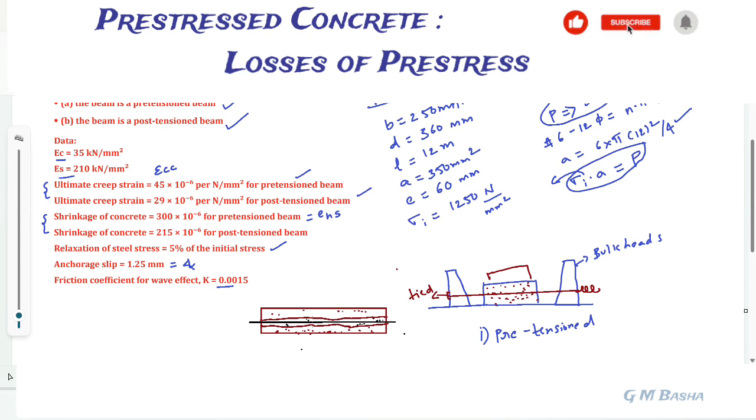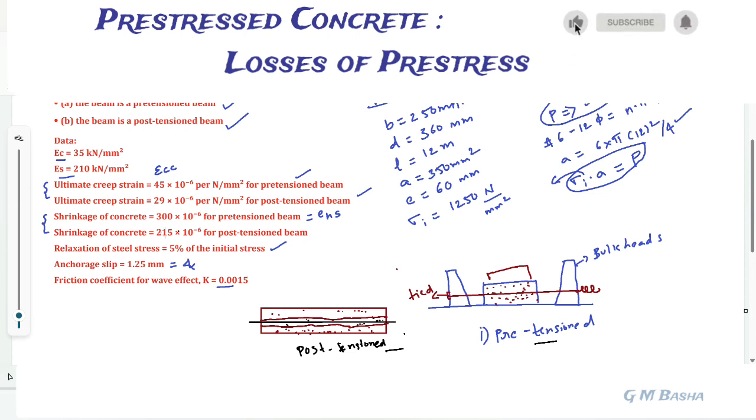So what is the major difference? Here you can clearly understand. In the pretension beam, the steel wire is inserted first and then the concrete is poured. In the post tension beam, first the beam is prepared in the mold. Later, the high tension steel wire is inserted. That is the major difference between the pretension beam and post tension beam.